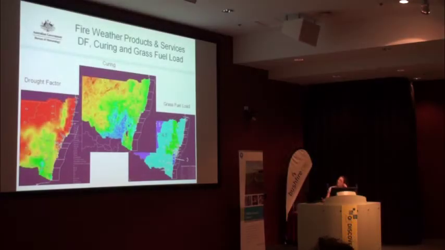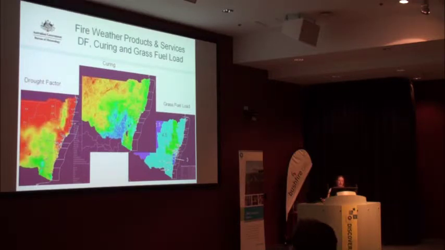Familiar with drought factor, curing and grass fuel load. So you can see in the drought factor on the left that this is built from a lot of our rainfall observational stations, and it's a little bit more smooth than perhaps you would expect, given some of the terrain in the curing is so different there. But the drought factor is smoothed out because of the location of our gauges.